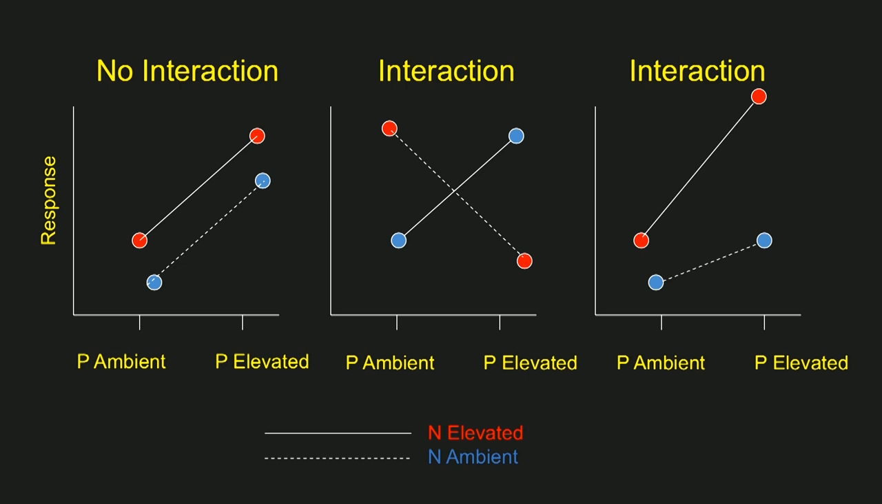In the third case, elevating nitrogen in the presence of elevated phosphorus approximately doubles the effect on the response associated with elevating nitrogen on its own. The factors are once again interactive. Again, note that the lines are not parallel.